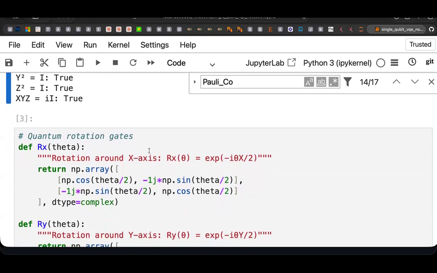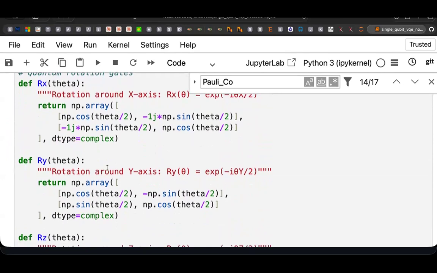Then we need to perform the rotations. So the Pauli X matrix, the rotated one, gives us a cosine of theta half, and this is multiplied with the identity matrix. So this is the rotation along the x-axis, and we have an angle theta.